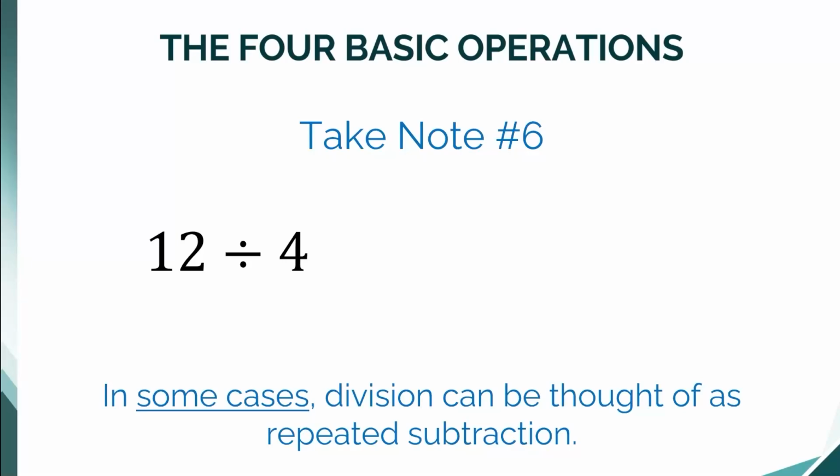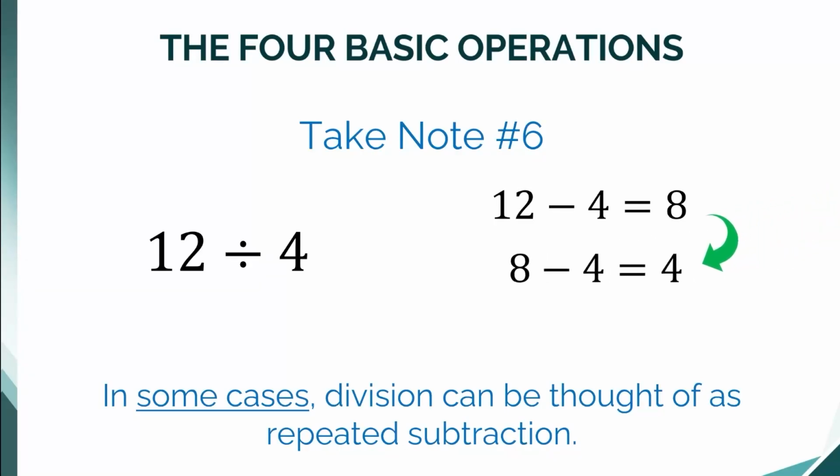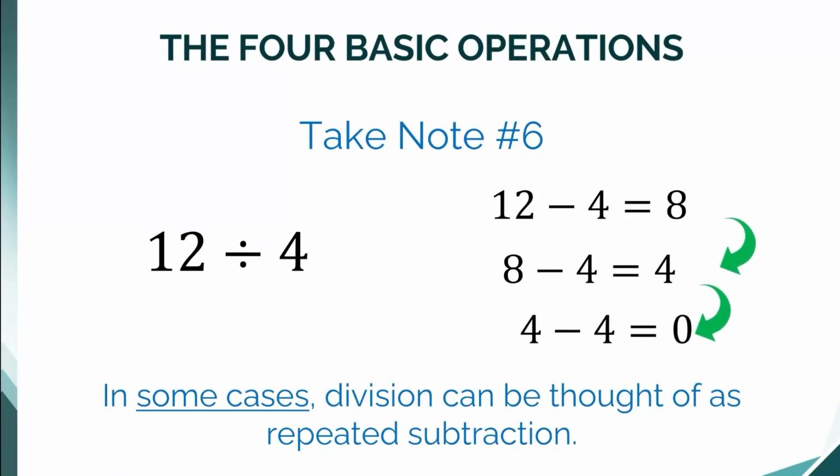But anyway, how can we do this via subtraction? Well, check this out. We could do 12 minus 4, and that equals 8. And then we take that 8, and we subtract 4 again, and we get 8 minus 4 equals 4. And then we take that 4, and we subtract 4 again, and we get 0. Notice how we hit 0 in 3 steps. So step 1, step 2, step 3. So 12 divided by 4 is 3. Now again, this only works in clean cases, when the smaller number evenly goes into the bigger number. So that's why on the bottom there it says in some cases.